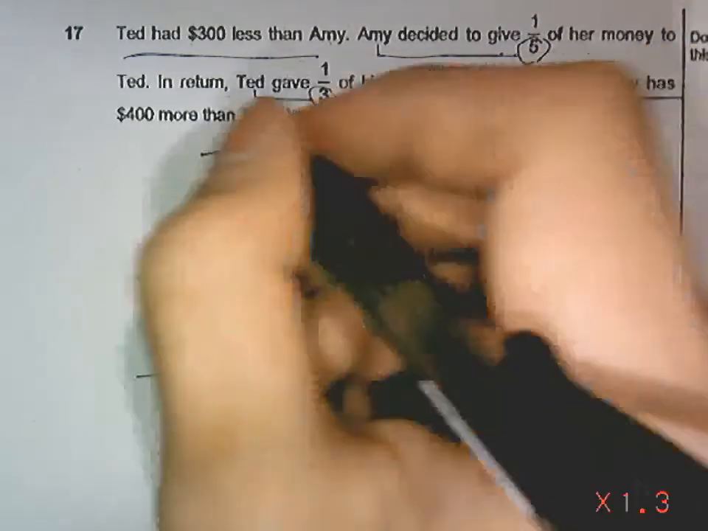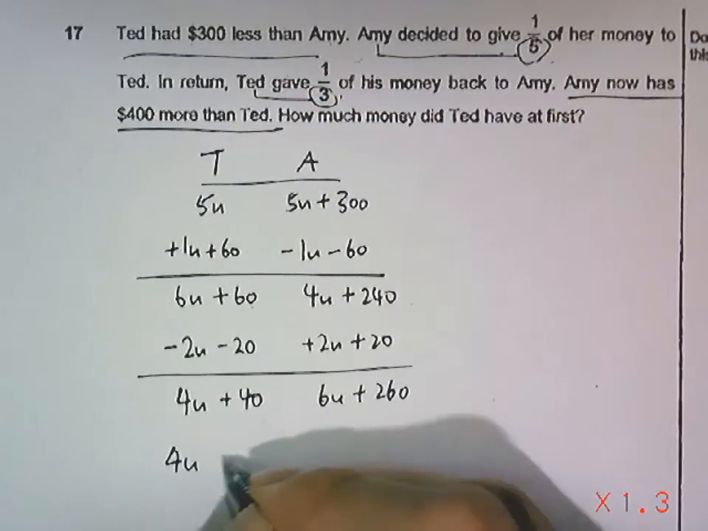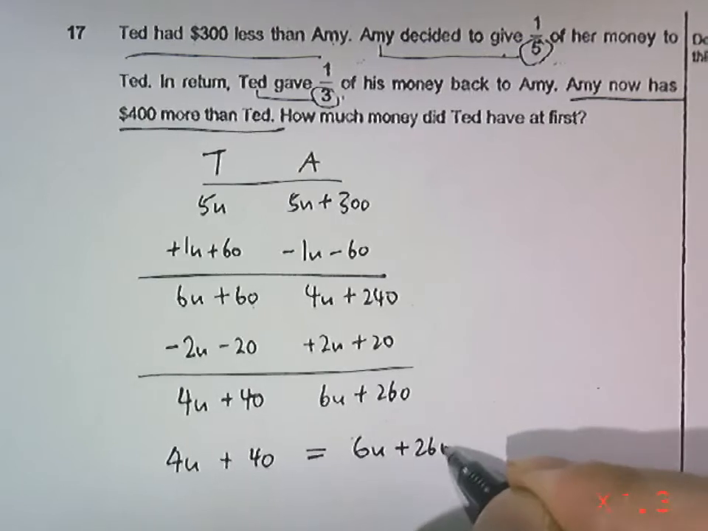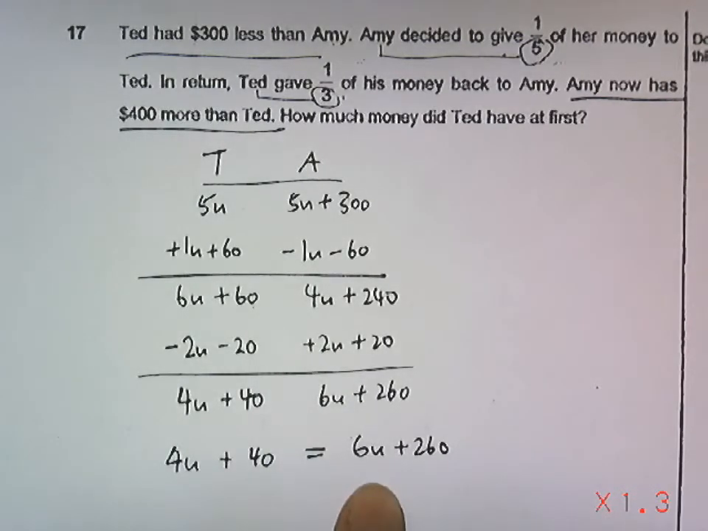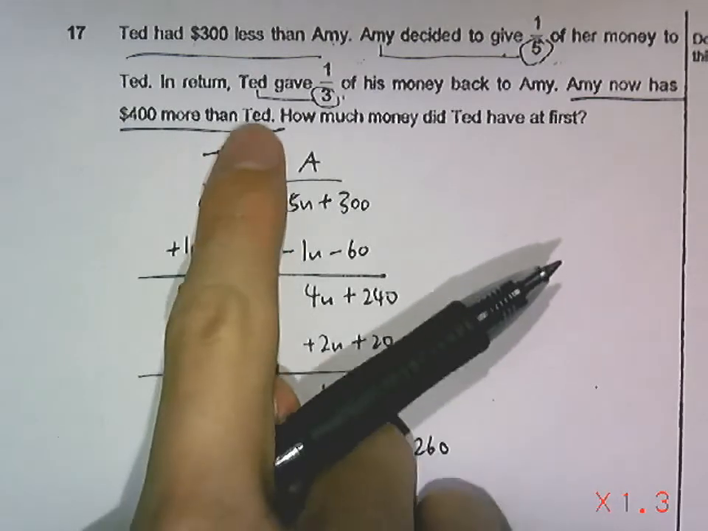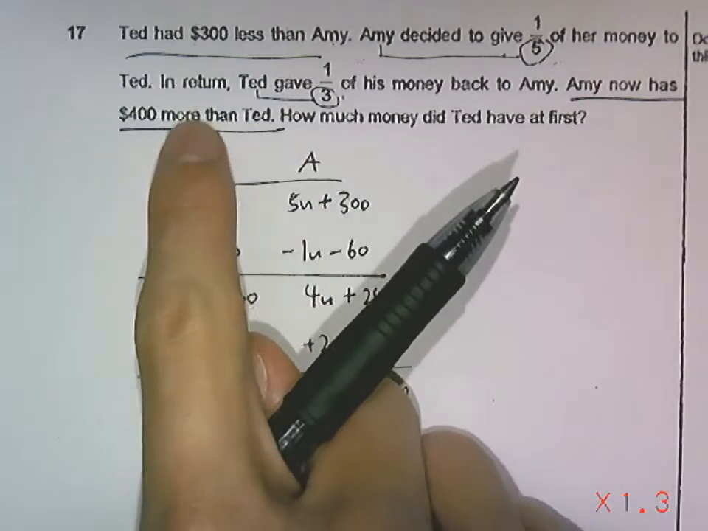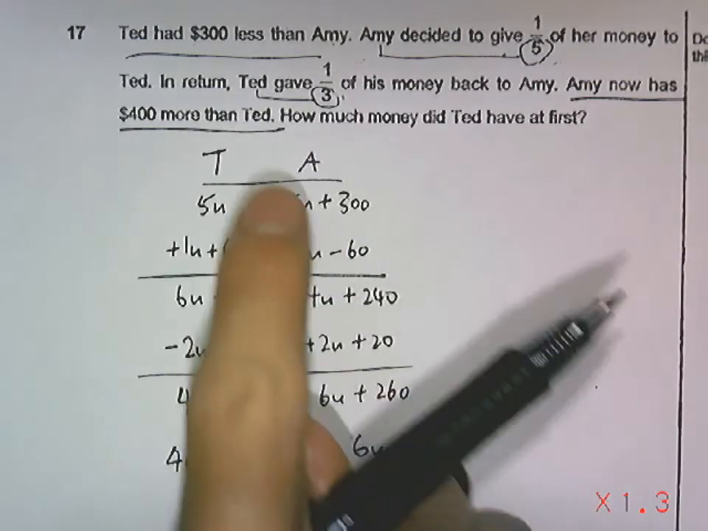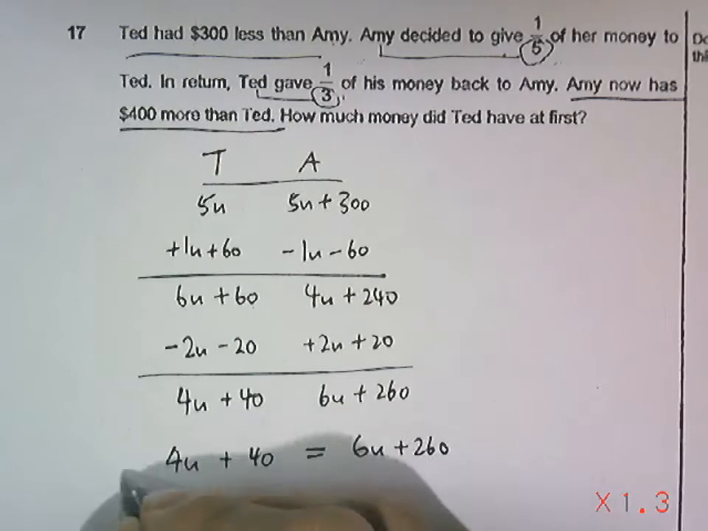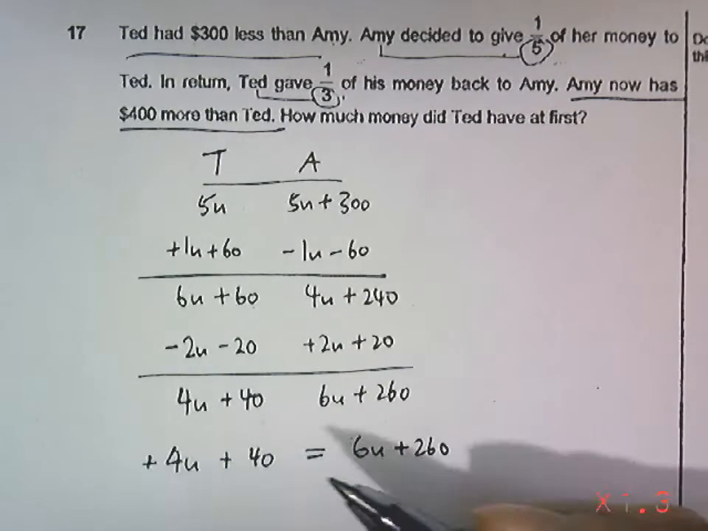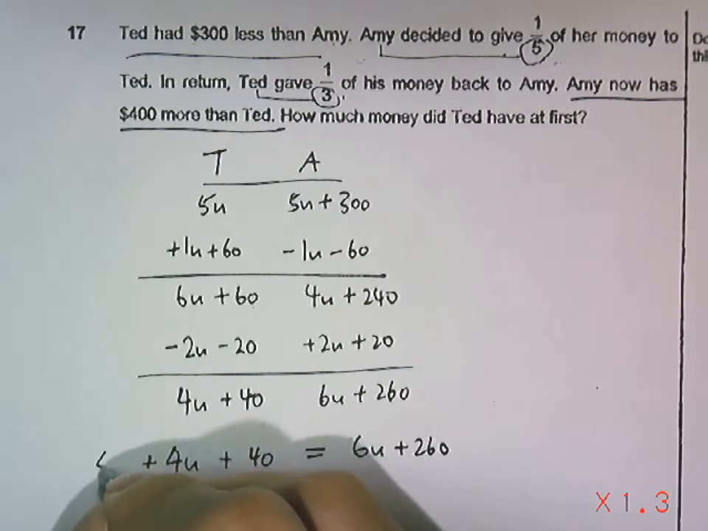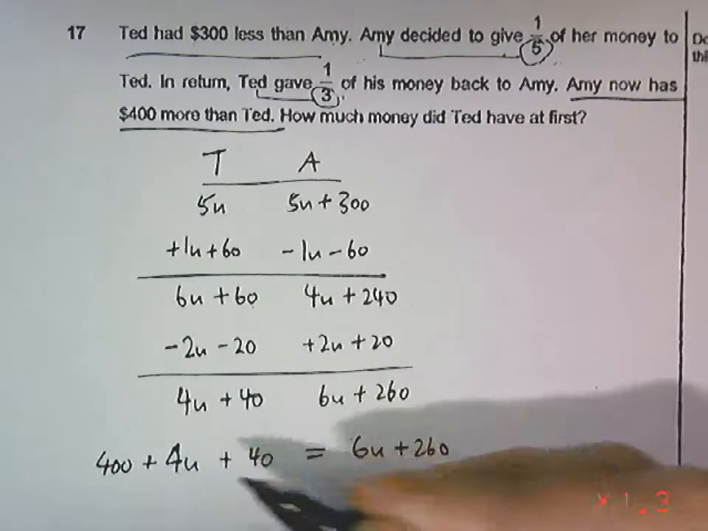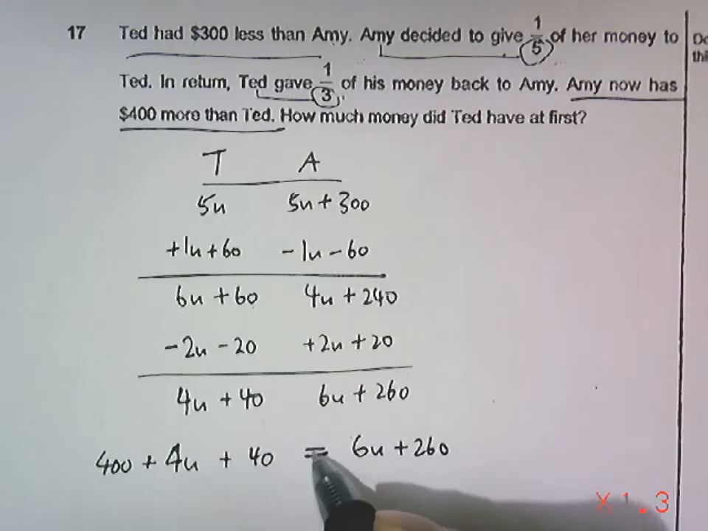Reading this last sentence carefully, before we write down equals, this is not true, so I need to include the $400 to someone. Since the question says Amy now has 400 more than Ted, Amy has a lot already, so Ted has to build up the extra. So I have to add in another $400 on this side, because Ted has less, so now they can balance and they will be equal.